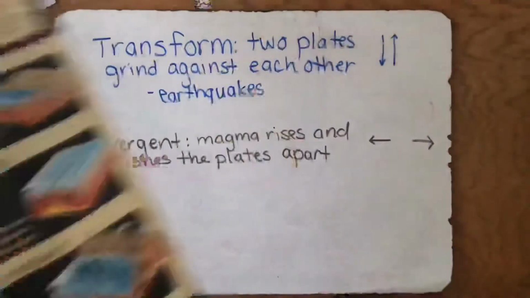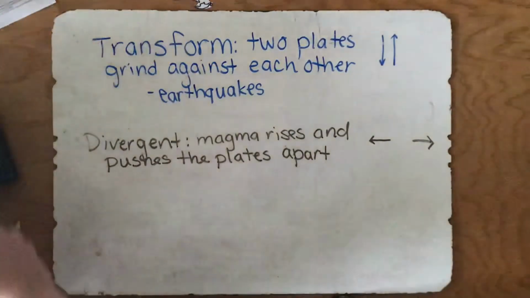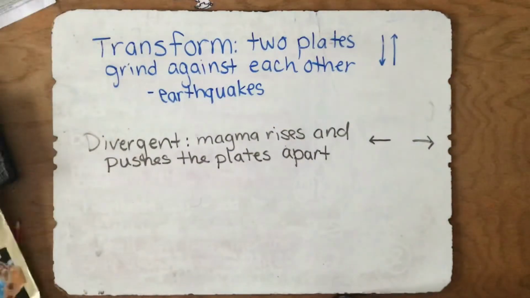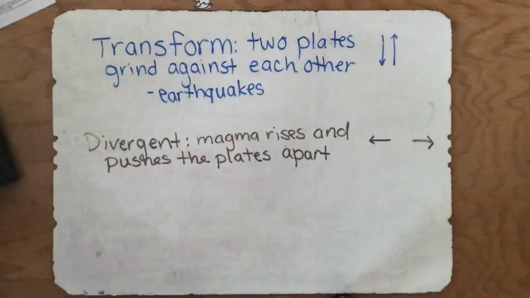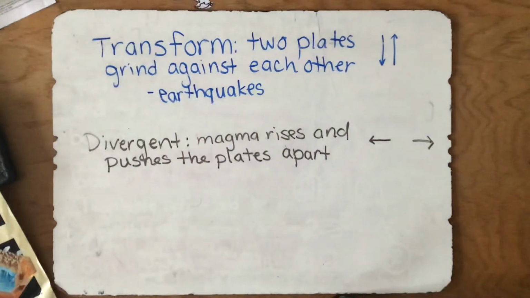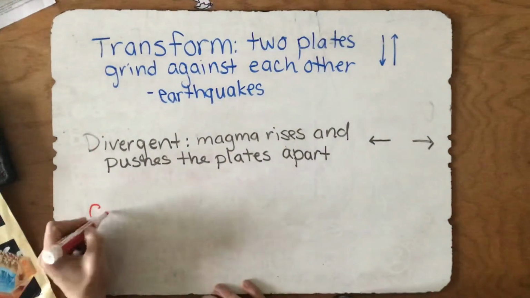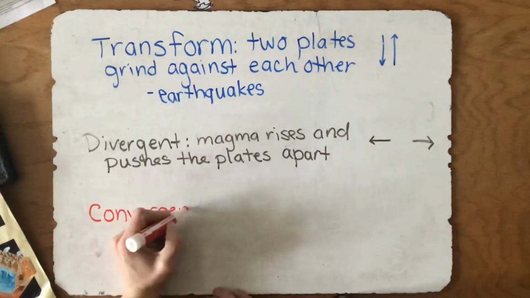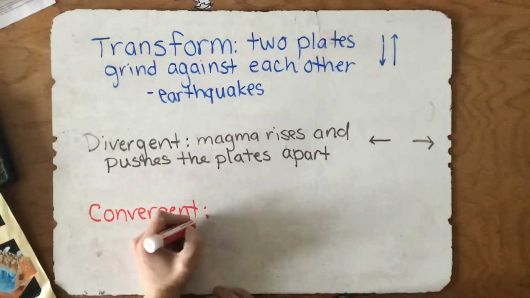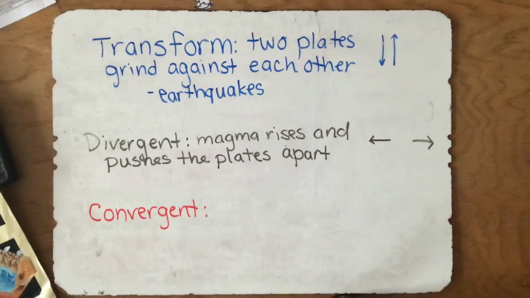The final type of boundary movement is the convergent boundary. I keep losing my marker. There we go. A convergent boundary is when plates collide with or dive under another.